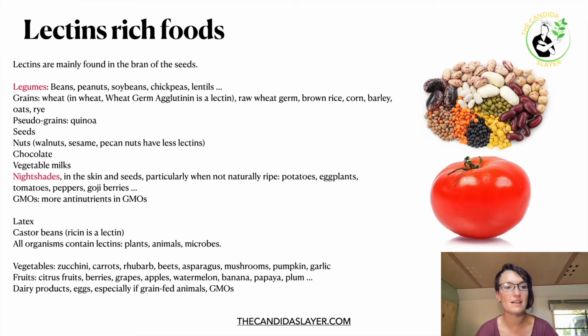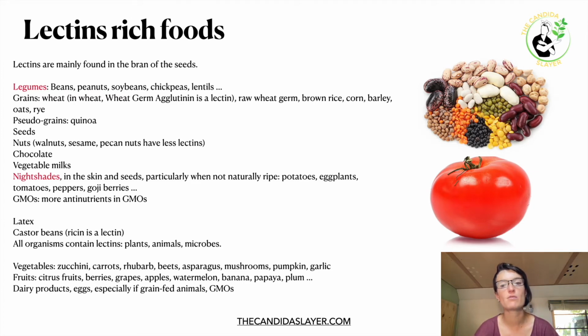You will have lectins in vegetable milks, like soya milk, oat milk, and stuff like that, because lectins are water soluble. In nightshades, as I was saying, there are lots of lectins. That is to say, potatoes, tomatoes, eggplants, peppers, goji berries.